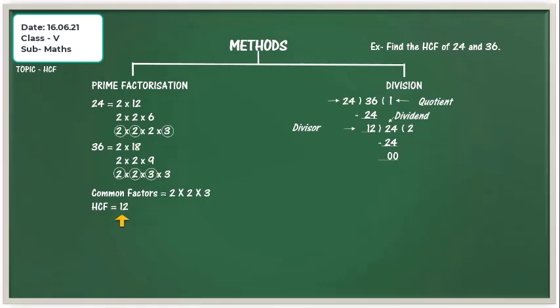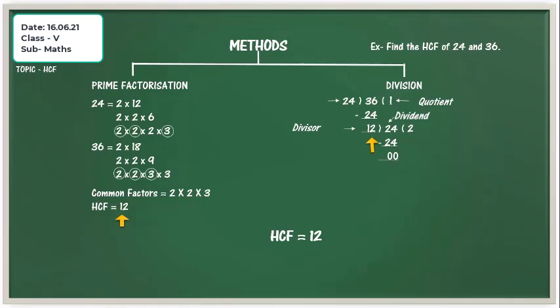After completing the division, whatever is our last divisor, it will be our HCF. So here we have got 12 as our last divisor. So 12 is the HCF of 24 and 36.